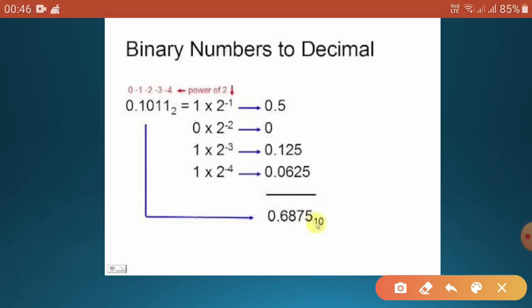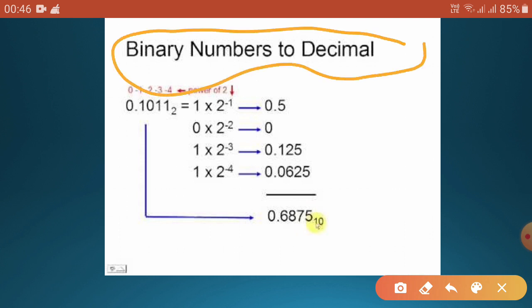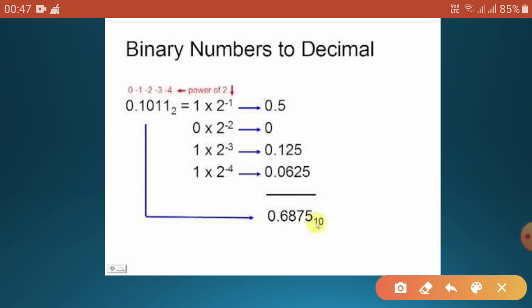This is also an example of binary to decimal, but here the difference is that a point is there. If the point is there, then we have to multiply the digits after the point, the decimal point, with all these weights. How? I am trying to make it clear.